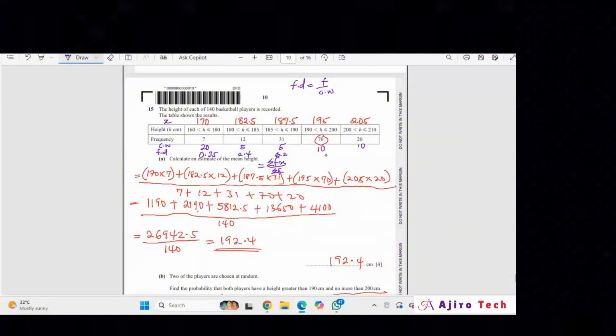6.2. 70 divided by 10 will give us 7. 20 divided by 10 will give us 2. This is how you get your class width. Please take note of this formula for frequency density.